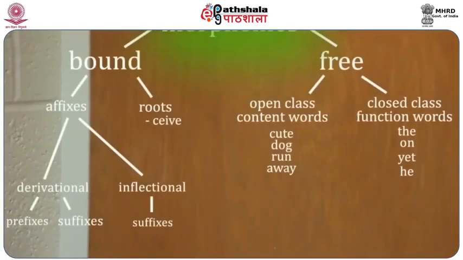Morphemes are the basic units of meaning. Morphemes can be divided into two classes: bound morphemes and free morphemes. Free morphemes include open class content words, such as cute, dog, run, away, and closed class function words, such as the, on, yet, and he. Bound morphemes can be divided into two categories: affixes and roots. Bound roots, such as sieve, cannot be used by themselves. Affixes, in English, are the prefixes and suffixes that we add to the beginning or ending of a word, and are further divided into derivational affixes and inflectional affixes.